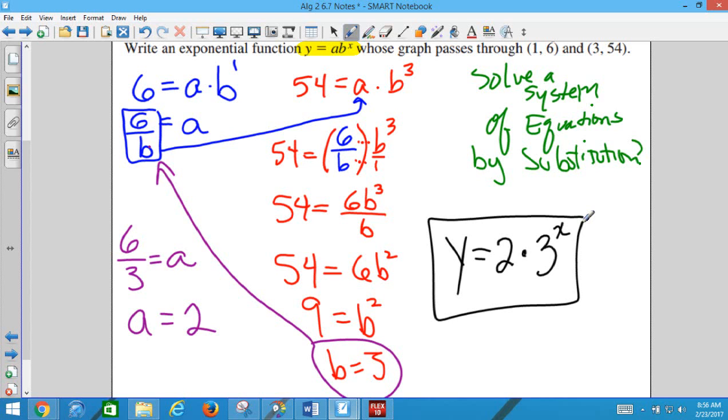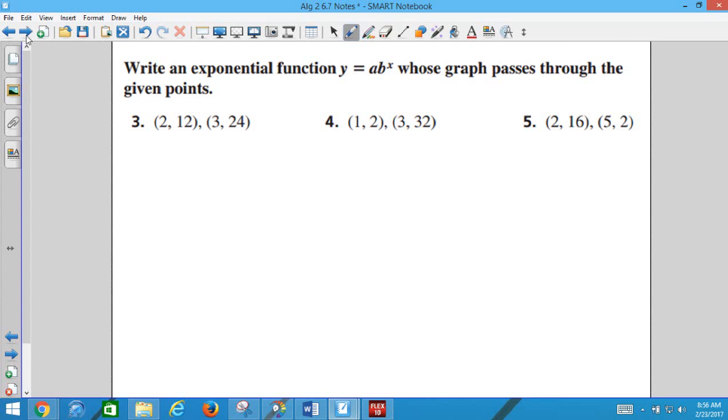All right, let's try the next one. This is not enough space for me to put it all on here, so I'm going to put these on separate pages, but you guys should have enough room if you write small enough. I just can't write really small with this marker. So 2, 12 and 3, 24.